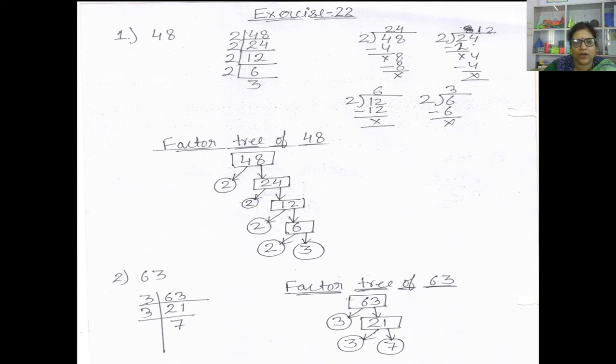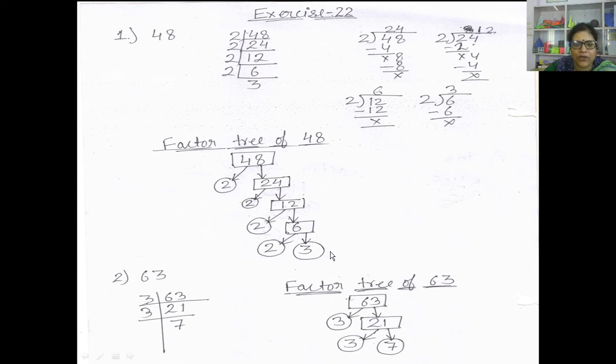Now we are writing the factor tree. Composite numbers are written in rectangular boxes and the prime numbers are circled. So first 48 is 24 into 2. Then 24 is 2 into 12, then 12 is 2 into 6, then 6 is 2 into 3. So I have circled all the prime numbers.